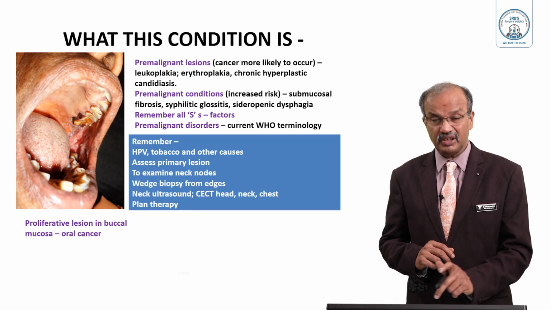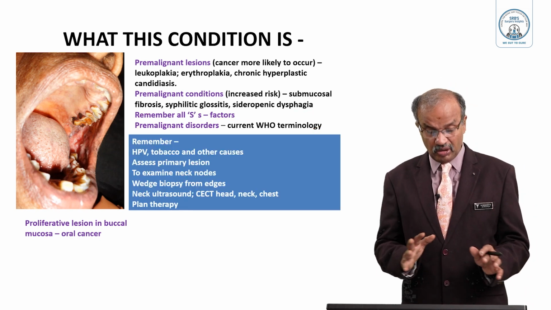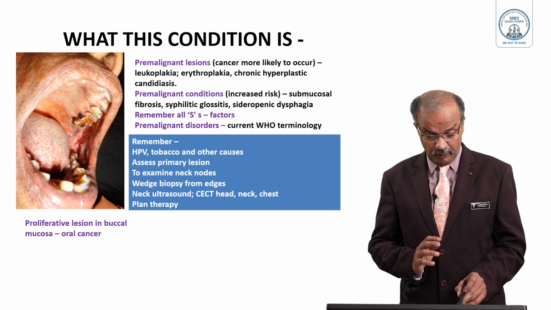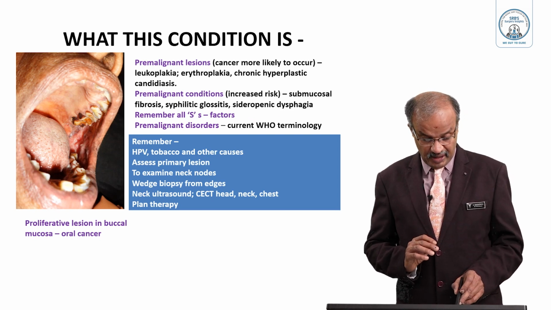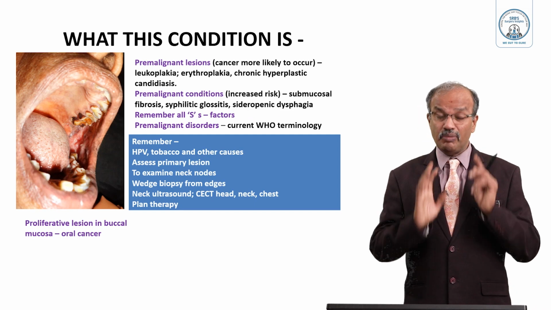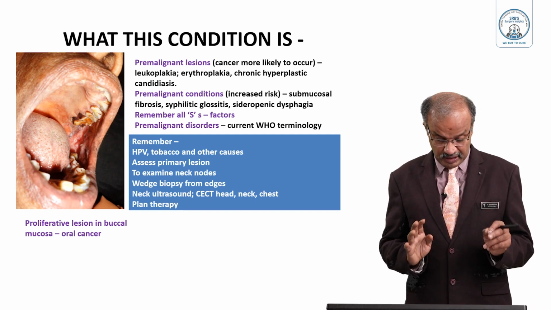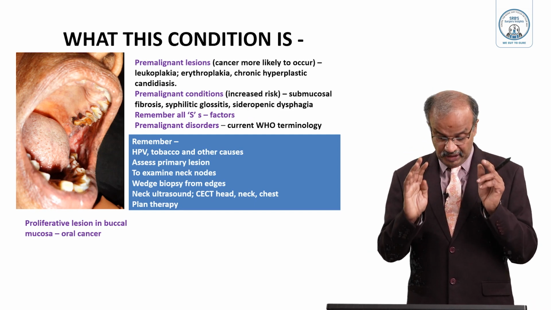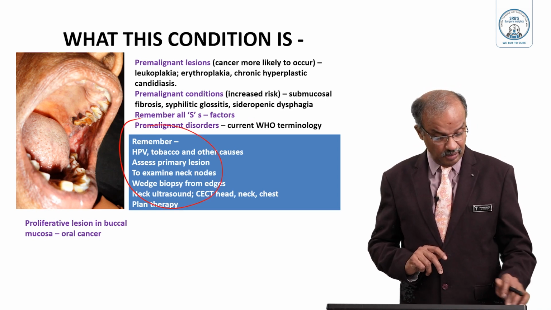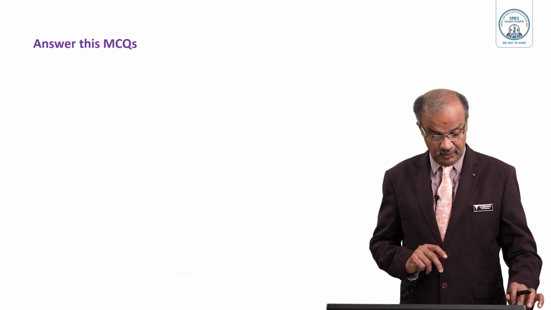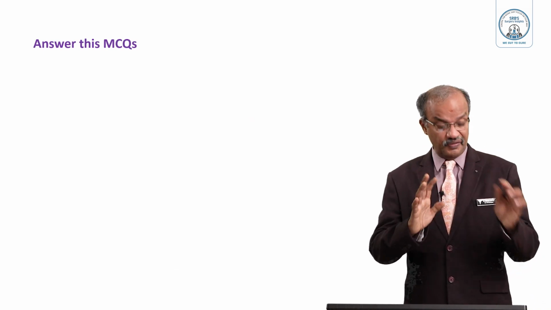And remember these points about oral cancer. Human papilloma virus is a common involvement. Tobacco chewing is the most common cause. Assess the primary lesion. Examine the neck. Wedge biopsy from the edges. And neck ultrasound, CT of head, neck, and chest, and plan the therapy. This table is very, very important, remember. So that is about oral cancer.